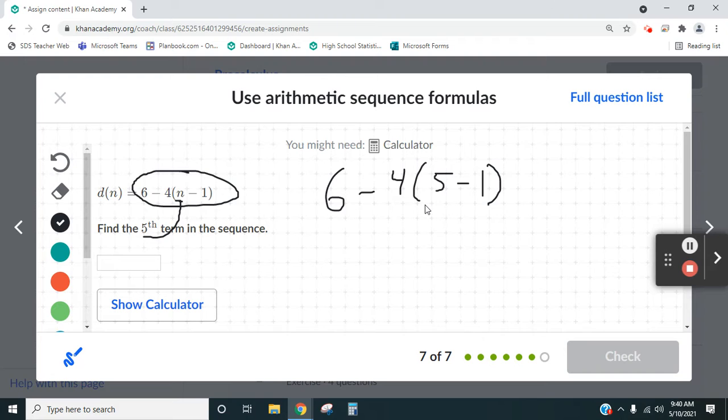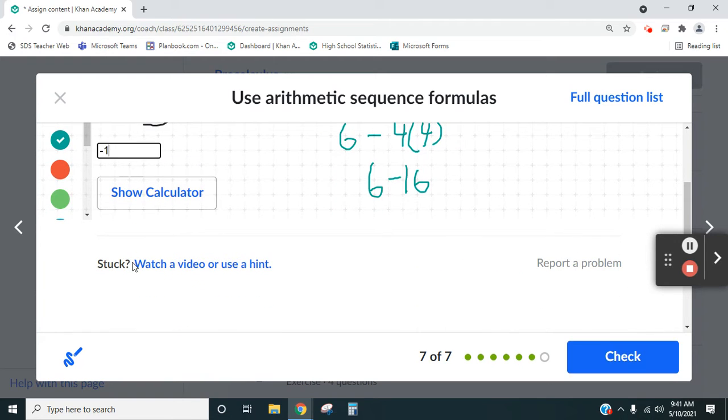Now, this sort of setup here, what should I do first? Yes, thank you. You have to do the parentheses first, right? Whatever's in parentheses must be done first. So that's 4. And then so now it says 4 times 4. You would be surprised how many people do this part first. What should you do next? Right, so now it's actually 6 minus 16, which is negative 10.